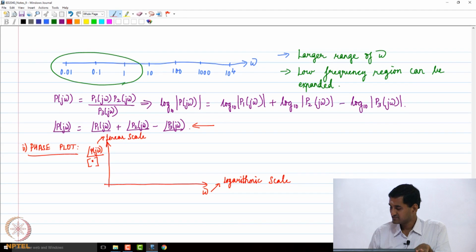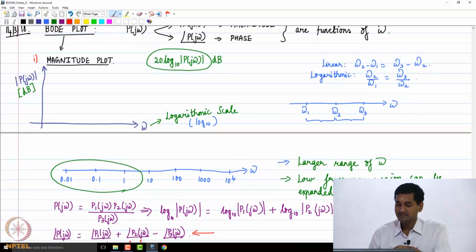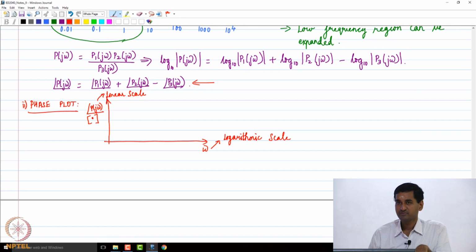So, that is what the phase plot essentially would visualize. Essentially, the Bode plot has two plots, the magnitude plot and the phase plot. The magnitude plot plots the magnitude of the sinusoidal transfer function in decibels versus omega on the x-axis, or the abscissa, using a logarithmic scale, and the phase plot plots the phase of the sinusoidal transfer function in degrees versus omega, once again on a logarithmic scale on the abscissa. Okay, so that's what happens with the Bode plot.